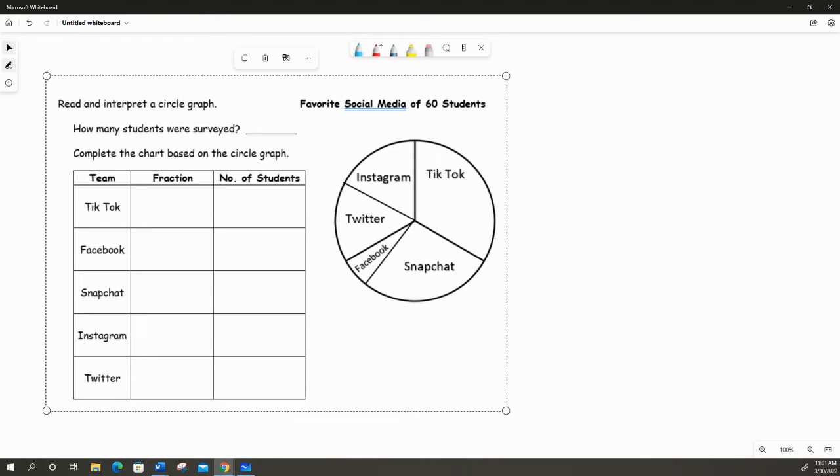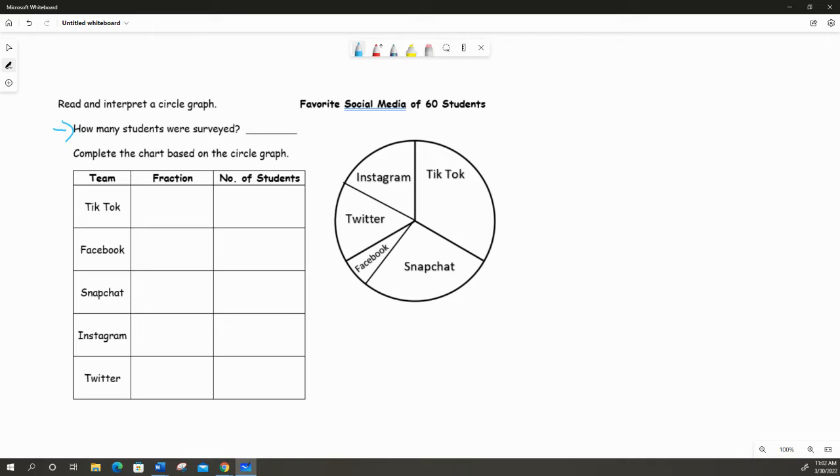All right, ladies and gentlemen, for this last part of the video, we're going to be reading and interpreting a circle graph. In this particular case, 60 students were surveyed about their favorite social media platform. We're going to use that circle graph to figure out the different fraction and number of students for each social media platform. The first question is, how many students were surveyed? A lot of times we can find that in our title. So there are 60 students that were surveyed.